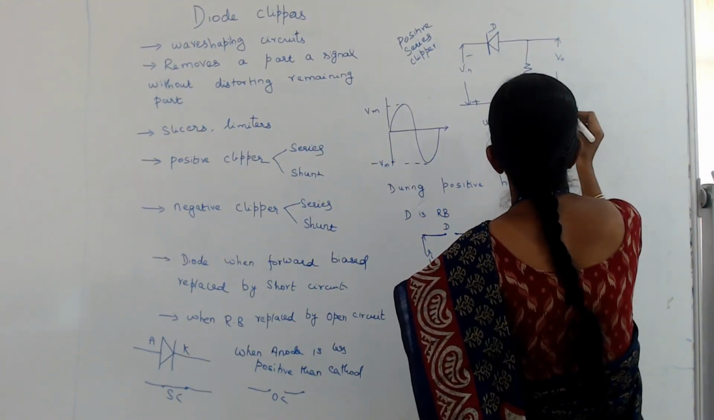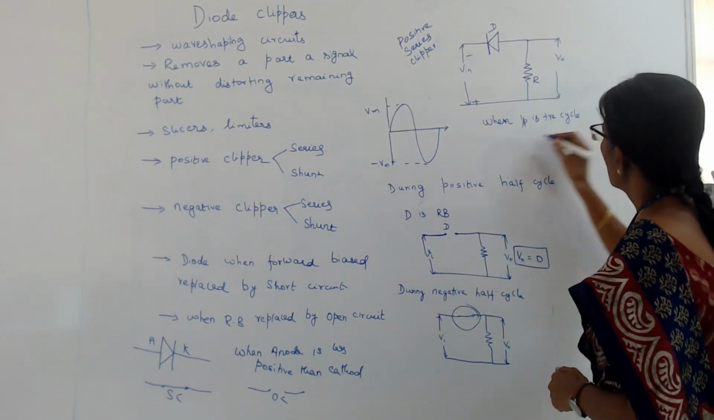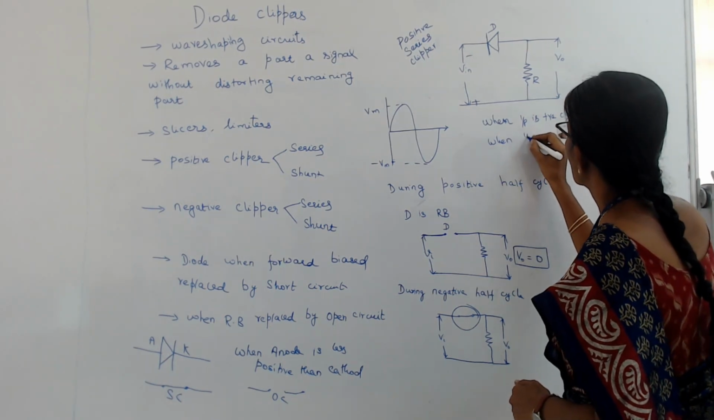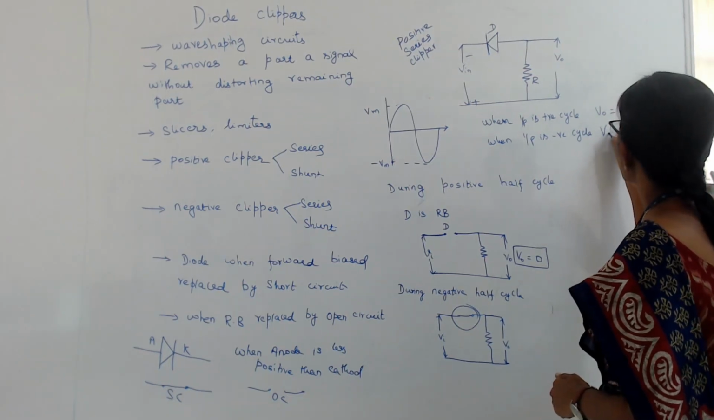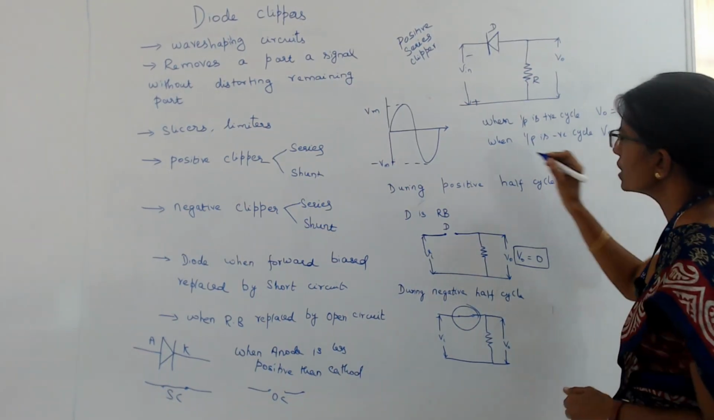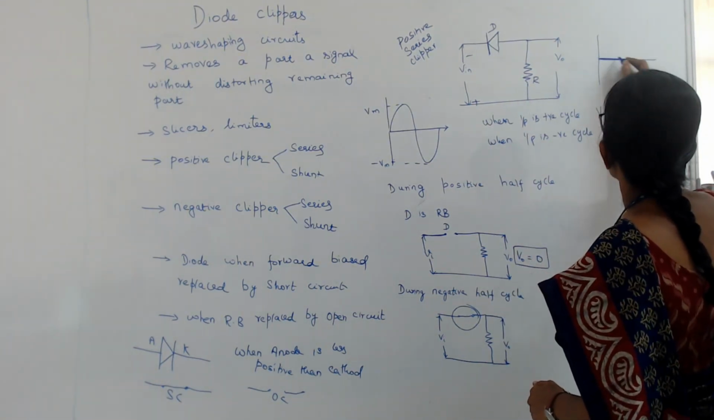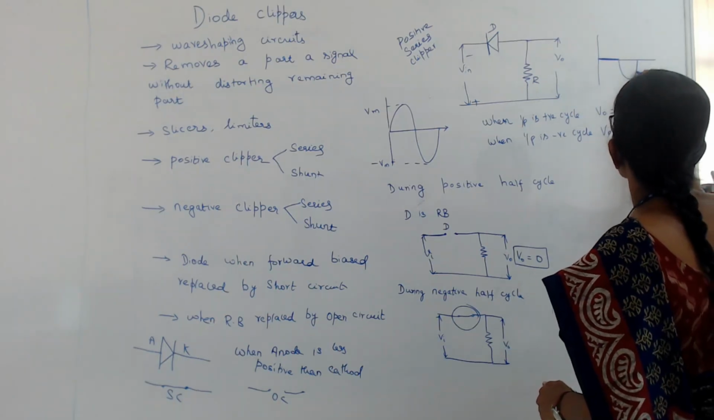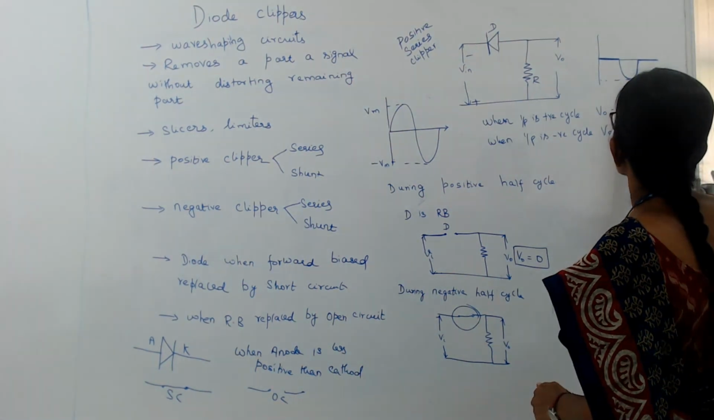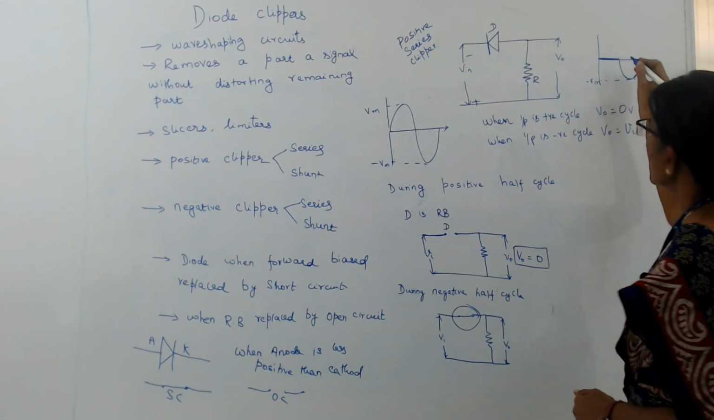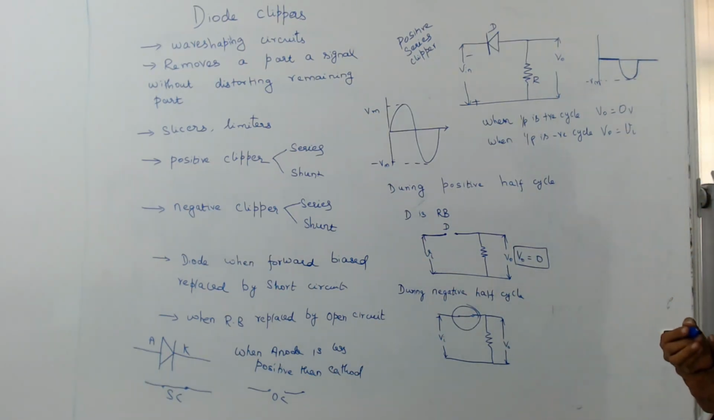So when the input is in the positive cycle, V0 is equal to 0 volt, and when the input is in the negative cycle, V0 is equal to Vi. So the output of the circuit will be 0 during the positive half cycle, and V0 will be equal to Vi during the negative half cycle. So this is minus Vm. This circuit clips the positive half part of the input waveform. Hence it is called the positive clipper.